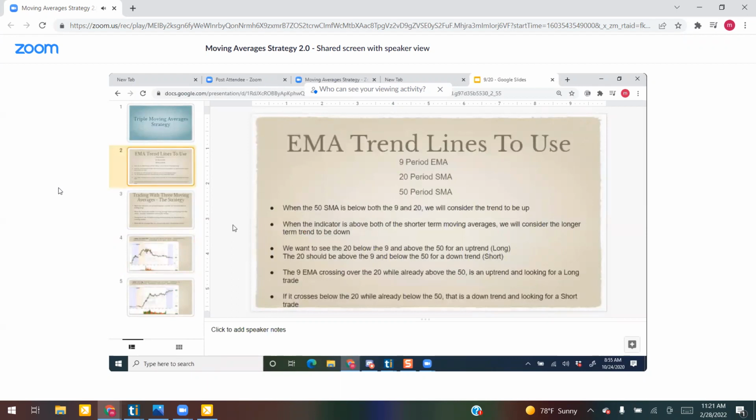The 9 EMA crossing over the 20 while already above the 50 is an uptrend, and you're looking for a long. And we'll look at that example shortly. And the last bullet point, if it crosses below the 20 while already below the 50, that is a downtrend looking for a short trade. And we'll look at a visual example shortly on this.